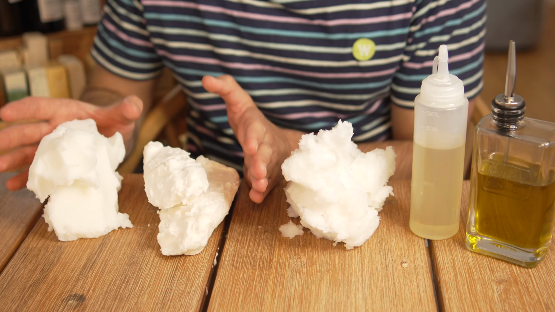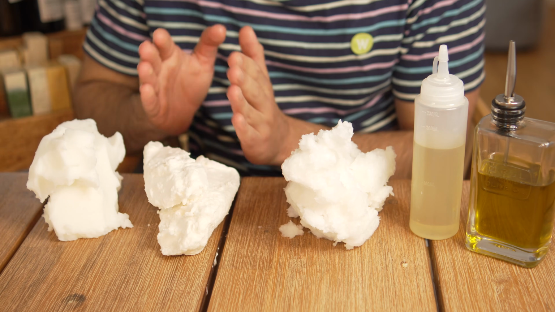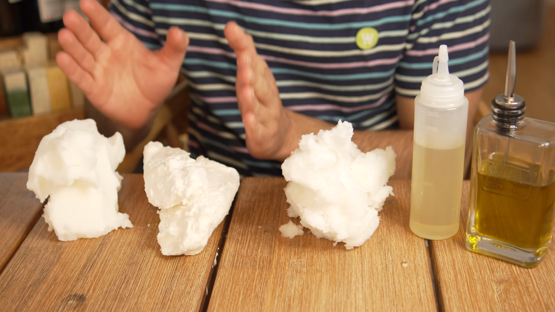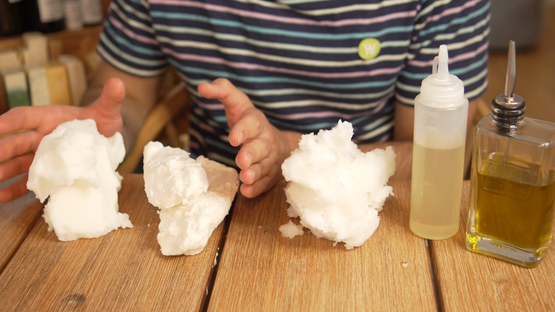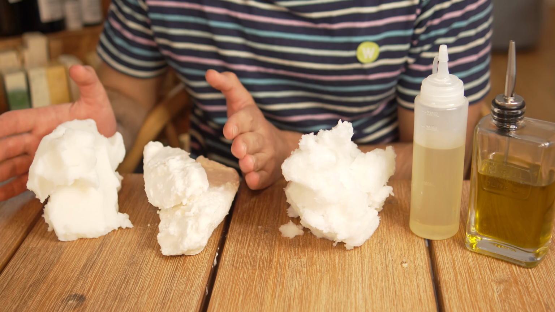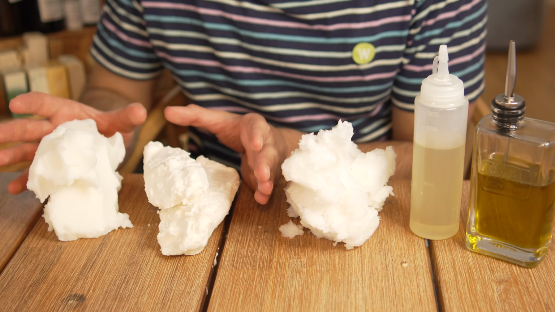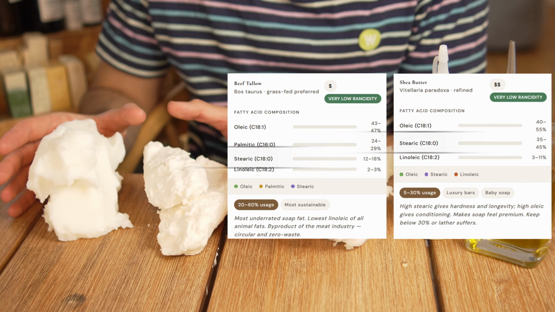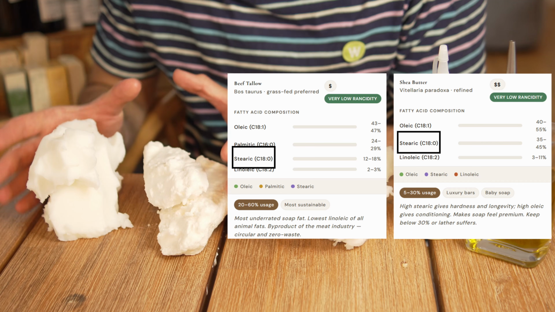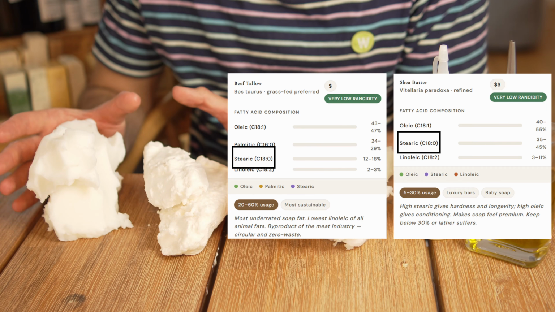You will see a lot of times that you can use shea butter interchangeably with beef tallow, meaning that you can replace one for the other, but it's not a one-to-one replacement. They're both high in stearic acid, and stearic acid, once it reacts with lye, adds a lot of creaminess and structure to your soap.